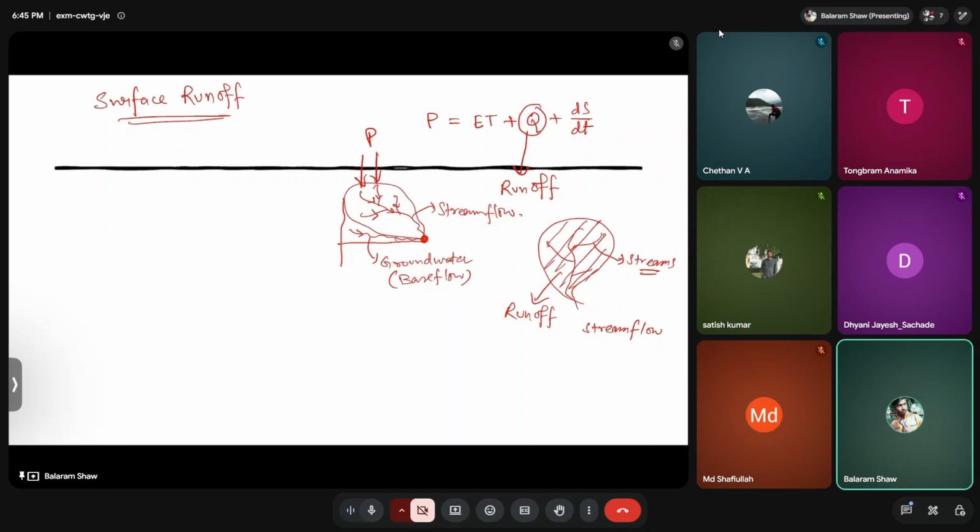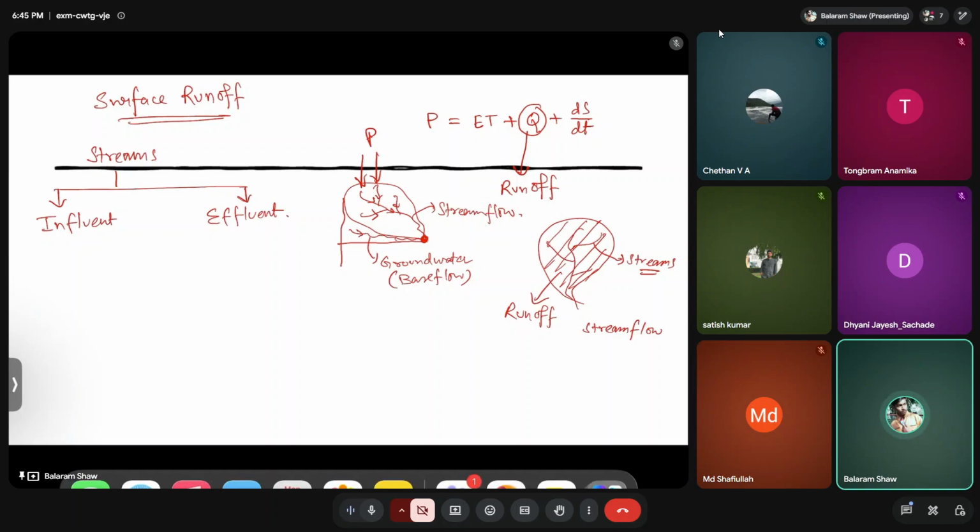Fine. So now we know what is runoff, right? Now here we saw that base flow is coming and joining the river. So like that, we can divide the streams into two. First one is the influent stream and second one is the effluent stream. What do we mean by that? Maybe we'll draw and we'll understand.